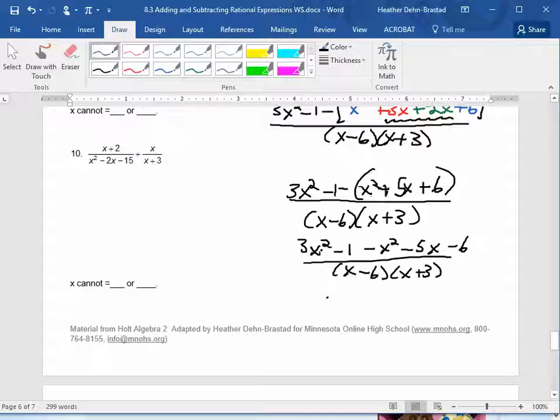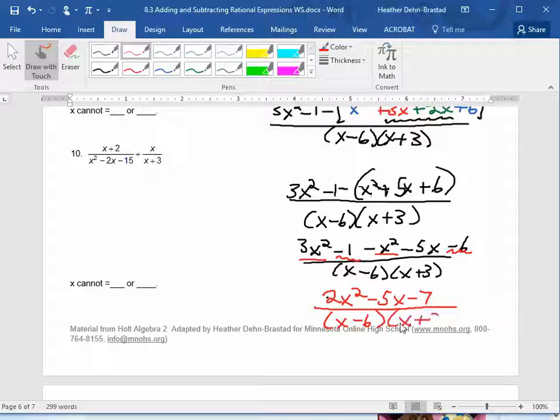So now I can combine my like terms. I've got 3x² minus 1x². That would be 2x². The only x term I have is -5x, so I'll write that next. And then I have -1 and a -6. Negative 1 minus 6 would be -7. That's all over my common denominator of (x - 6)(x + 3).